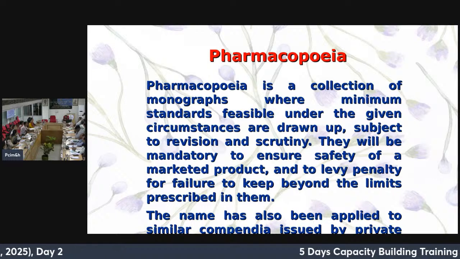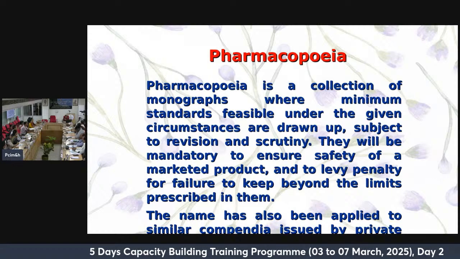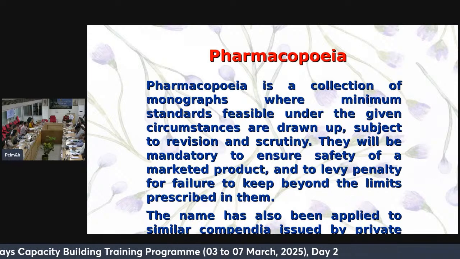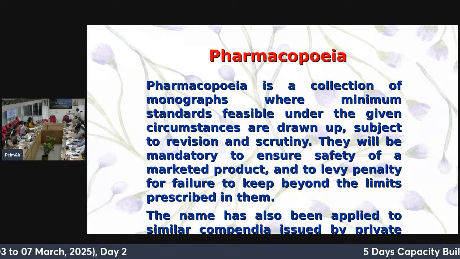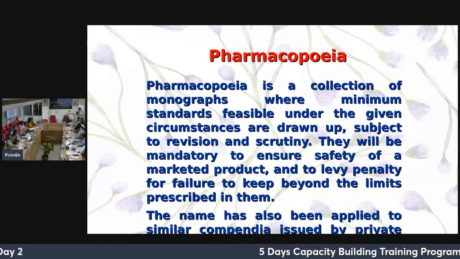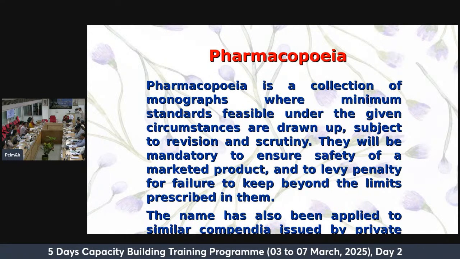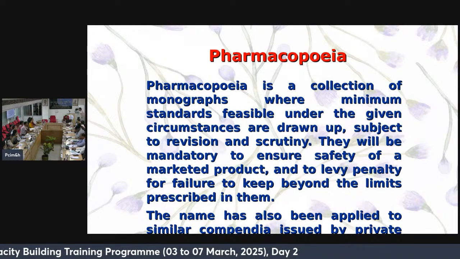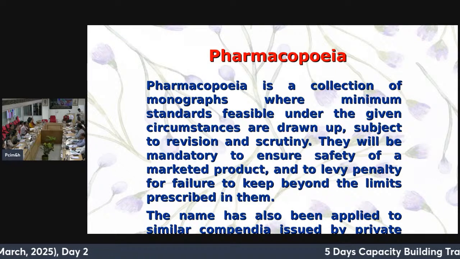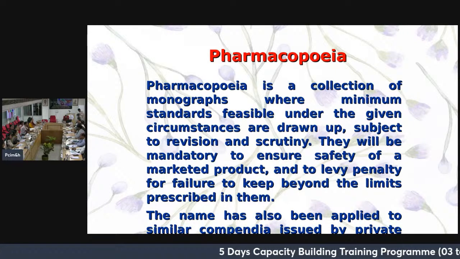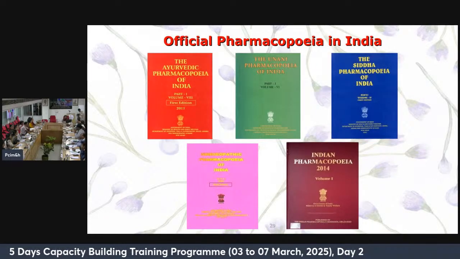In another lecture we will discuss in detail what the pharmacopoeia is, what its parts are, and how we can collect the material for the development of a monograph. Inclusion, or sometimes upgradation, of a monograph is also part of scientific development. These are our official pharmacopoeias. Each country has its own pharmacopoeia, but we are very rich: we have five pharmacopoeias, four for Ayush and one Indian pharmacopoeia.